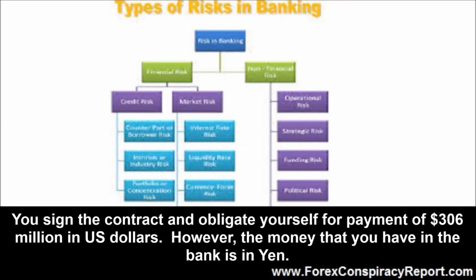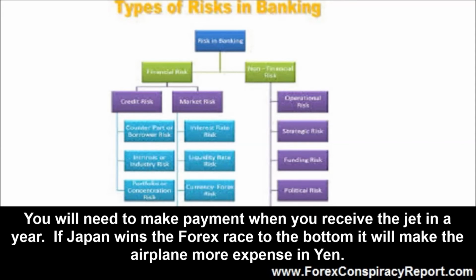You sign the contract and obligate yourself for payment of $306 million in US dollars. However, the money that you have in the bank is in yen. You will need to make payment when you receive the jet in a year. If Japan wins the Forex race to the bottom, it will make the airplane more expensive in yen.